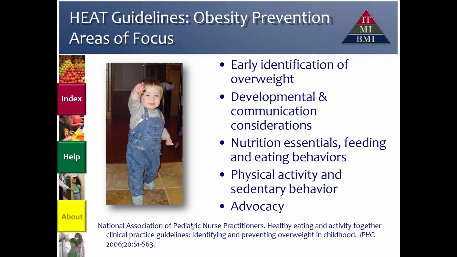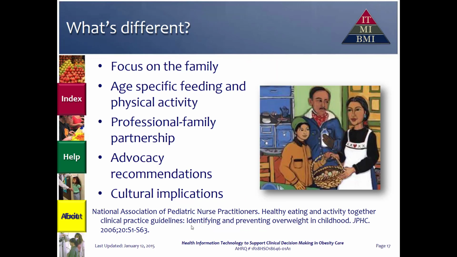These HEAT guidelines have several areas of major focus, and that included the early identification of overweight, the communication and developmental considerations, nutrition essentials, but also feeding and eating behaviors, physical activity as well as sedentary behavior, and the role of the nurse practitioner as an advocate in their communities. So the difference in these particular guidelines were a strong focus on the family, age-specific feeding and physical activity recommendations, the emphasis on a professional family partnership, the advocacy recommendations, and the cultural implications.